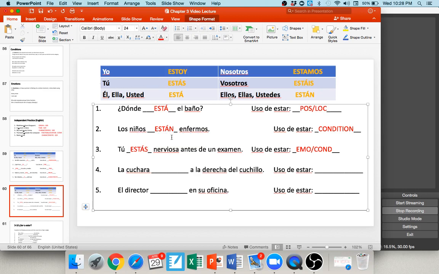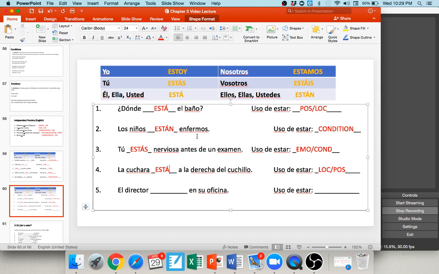Number 4, la cuchara blank a la derecha del cuchillo. The spoon is to the right of the knife. I'm talking about the spoon's location or position in this case. A cuchara, just like baño, a cuchara, spoon, is not I, you, he, she, we, or they. A spoon is it. And for it, we use our bottom left box, the he, she, it box. So we're going to say that la cuchara está a la derecha del cuchillo.